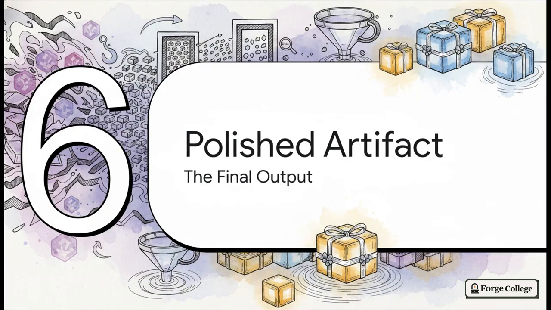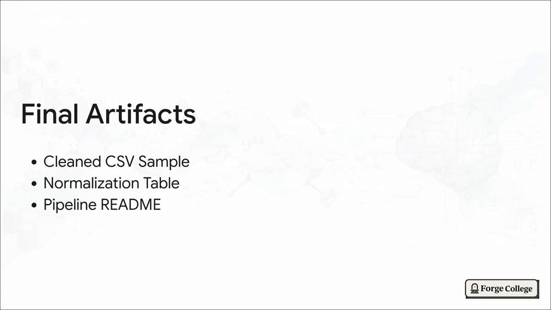Finally, Section 6, the final polished artifact. All right, we've fetched, validated, cleaned, and sampled. For your capstone, you aren't just delivering a feeling, right? You're delivering 3 concrete artifacts. First, a perfectly cleaned CSV sample. Second, a normalization comparison table, just like the one we looked at earlier, that documents your exact transformations. And third, a pipeline README detailing your query parameters, your source endpoints, and the rules you applied. This basically proves your work is completely reproducible.